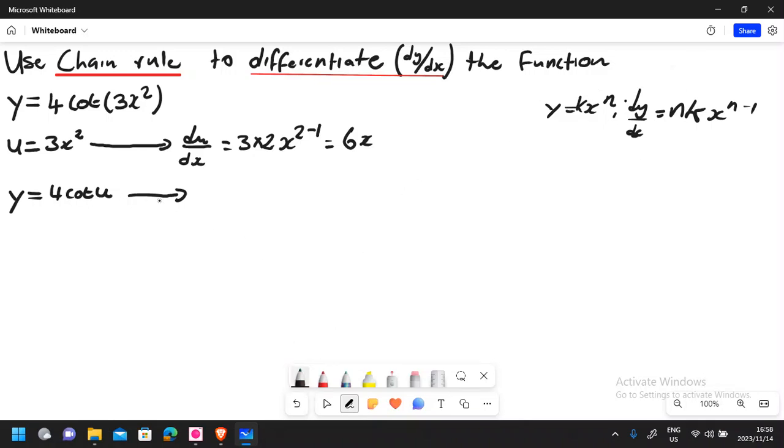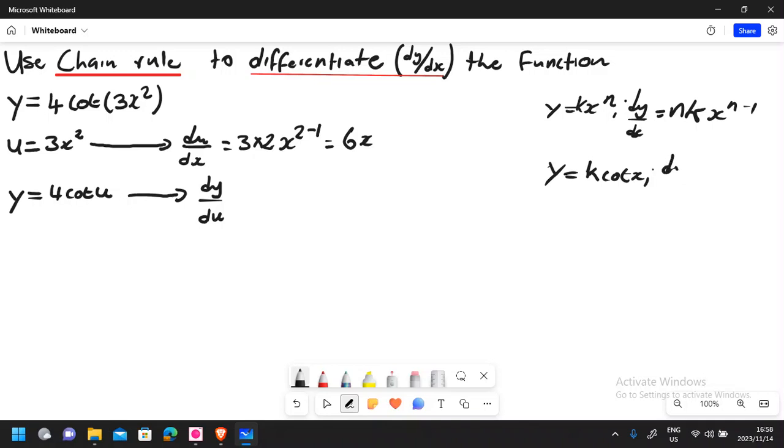Now let's look at this one. Now let's look at dy over du. How are you going to derive this? Now the general formula, remember when we have 4 there, and then we have cot, let's just say x. Remember, we're just making an example.